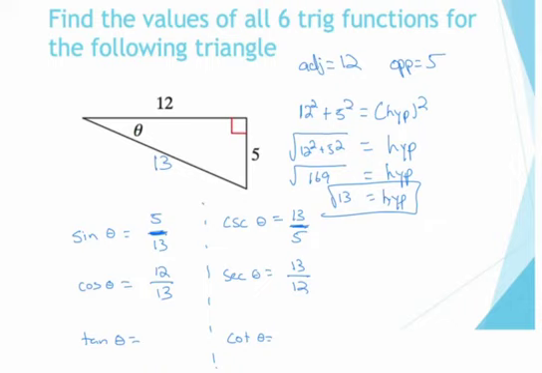So my tangent, it is the opposite over the adjacent. Tangent is opposite over the adjacent, so that's 5 over 12. And 5 over 12 is the tangent. All I need for cotangent is just to invert that. It's going to be 12 over 5. Okay. So we've just finished the first lesson for trigonometry.